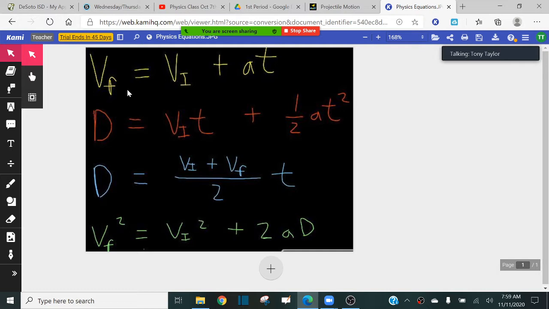Going back to this, be sure you know what each of these terms means in these four major kinematic equations, because you're going to need this to work out several sample problems on the test on Monday. Remember, VF stands for final velocity, VI stands for initial velocity, A stands for acceleration, T stands for time, and whenever you see D, that stands for distance or displacement. Keep that in mind, because you're going to need to know that for the test.